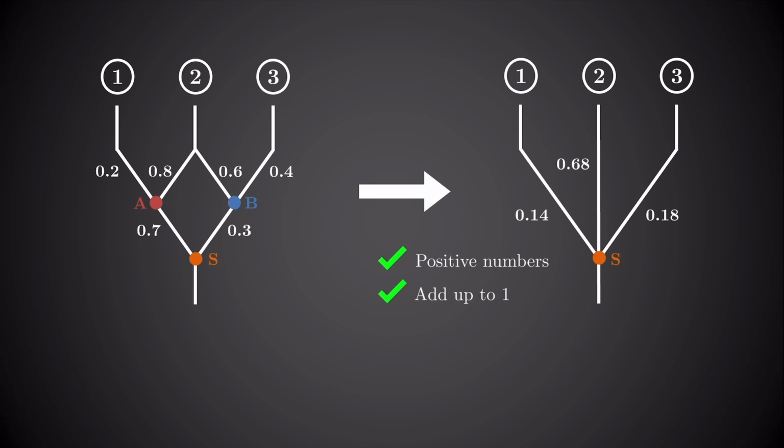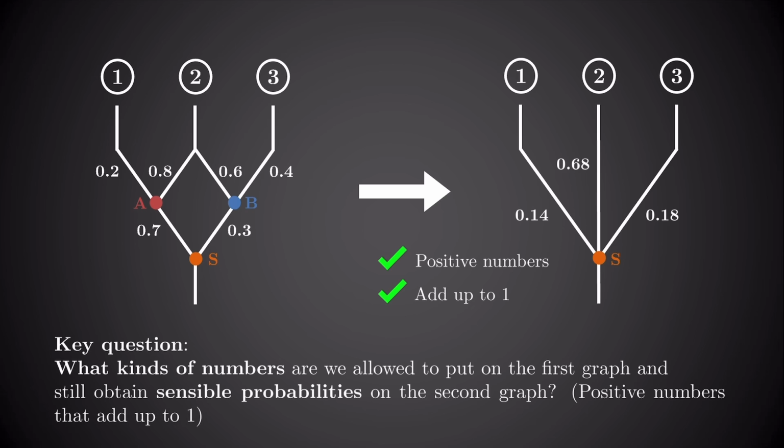Now the interesting question at this point is, what kinds of numbers are we allowed to put on the first graph and still obtain sensible probabilities in the second graph? You may be surprised that this does not rule out negative probabilities on our first graph.